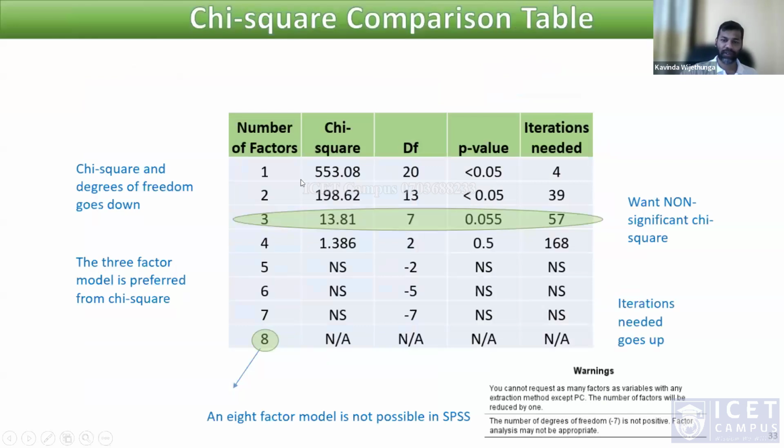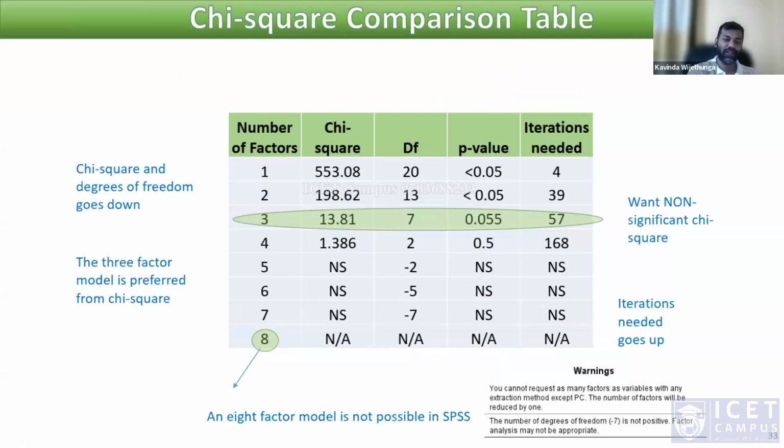The first one is the chi-square value 5.5308, degrees of freedom 2, and the p value is less than 0.05. The iteration needed 4. If it is less than 0.05, that is significant, then the model is not good, right? Then the second one, after a rotation, the chi-square has reduced to 198.62, degrees of freedom 3, but it is still significant, less than 0.05, therefore we can't take that value.